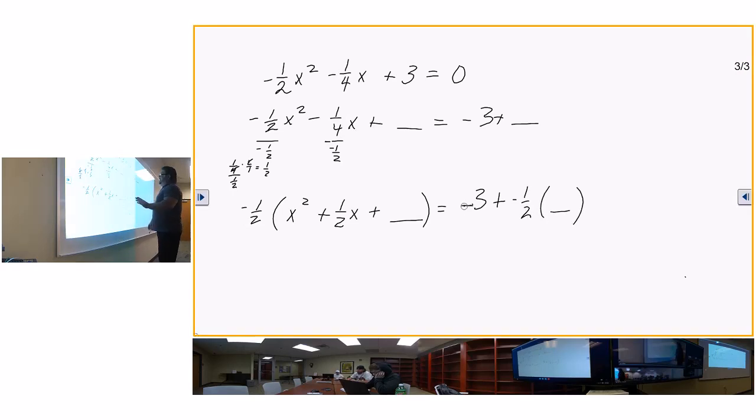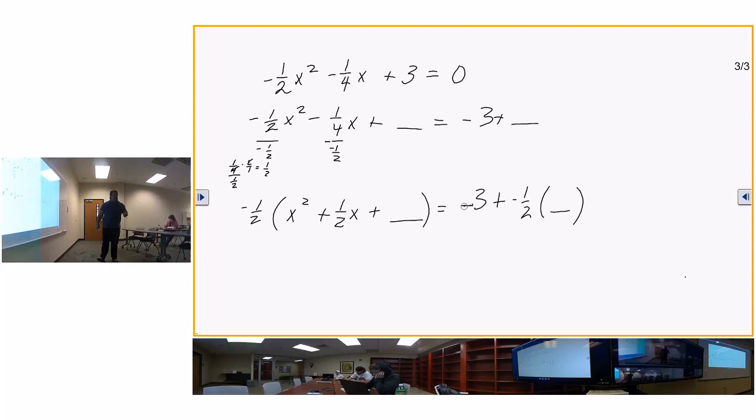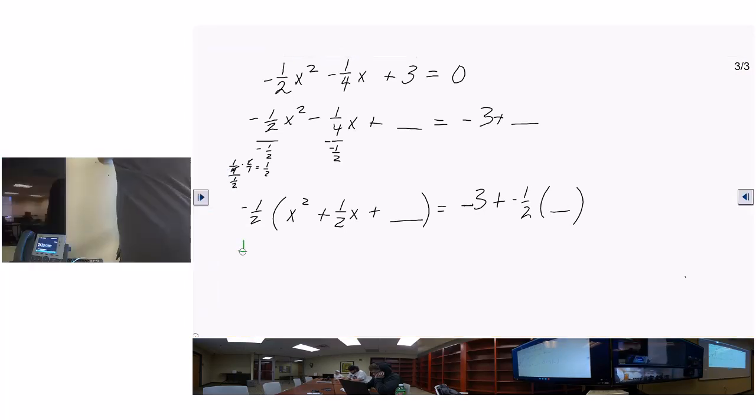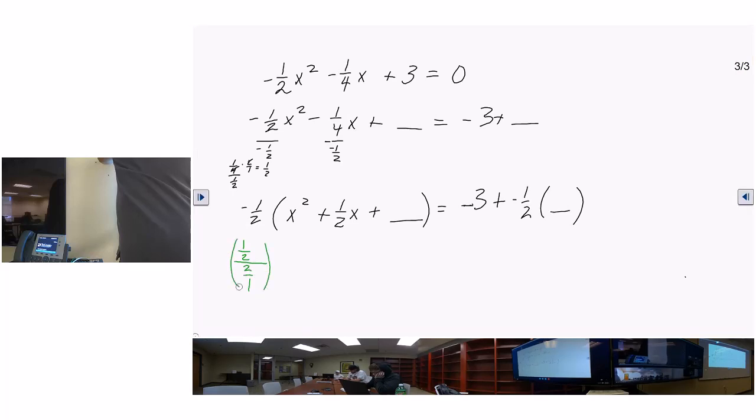All right, now I think y'all can finish it now, but you got to be careful. You're dividing 1/2 by 2 over 1 and then squaring it. I'm going to write it out for you, but I want you to do it so you can feel good about yourself. 1/2 divided by 2 over 1 and square it.